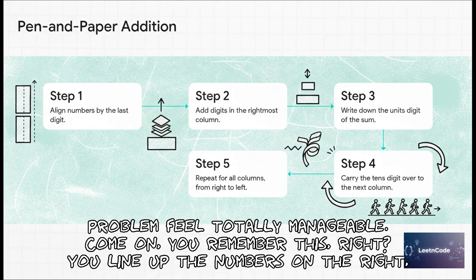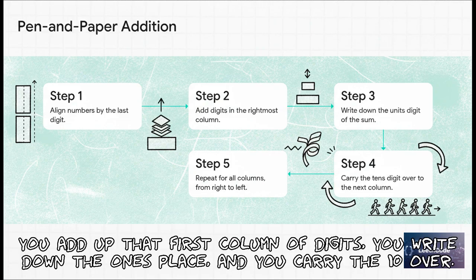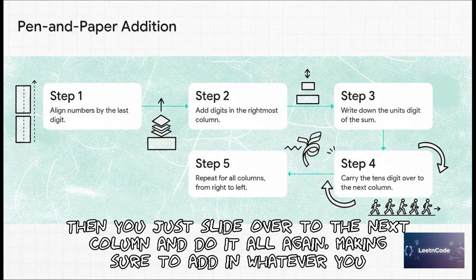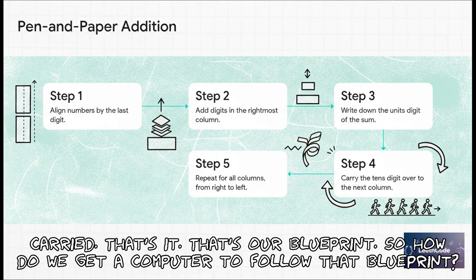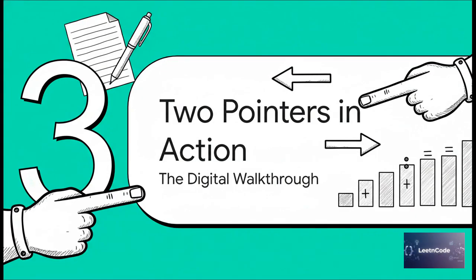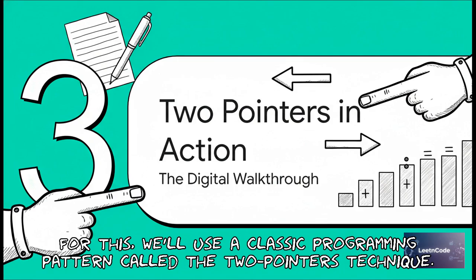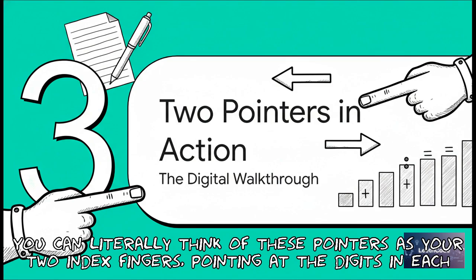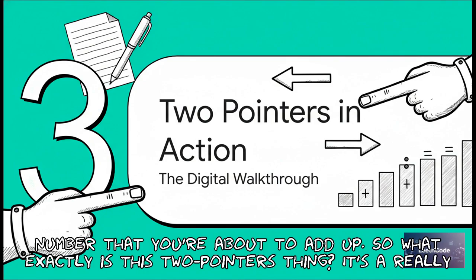Come on, you remember this, right? You line up the numbers on the right, you add up that first column of digits, you write down the ones place, and you carry the 10 over. Then you just slide over to the next column and do it all again, making sure to add in whatever you carried. That's it. That's our blueprint. So how do we get a computer to follow that blueprint? For this, we'll use a classic programming pattern called the two pointers technique. You can literally think of these pointers as your two index fingers, pointing at the digits in each number that you're about to add up.